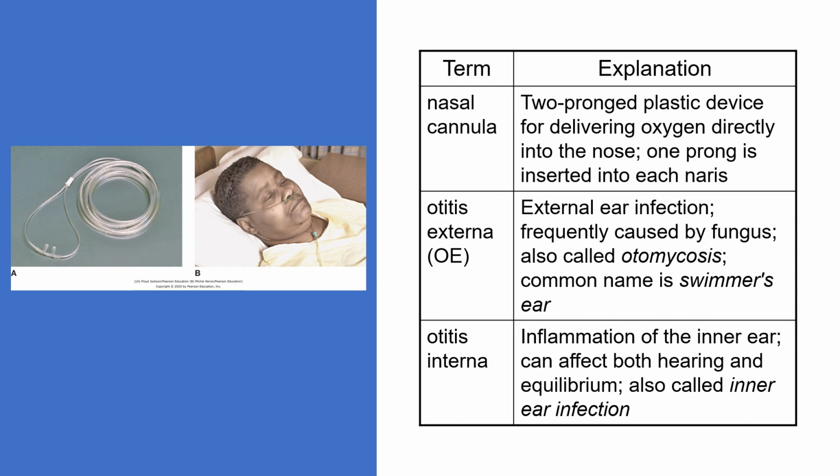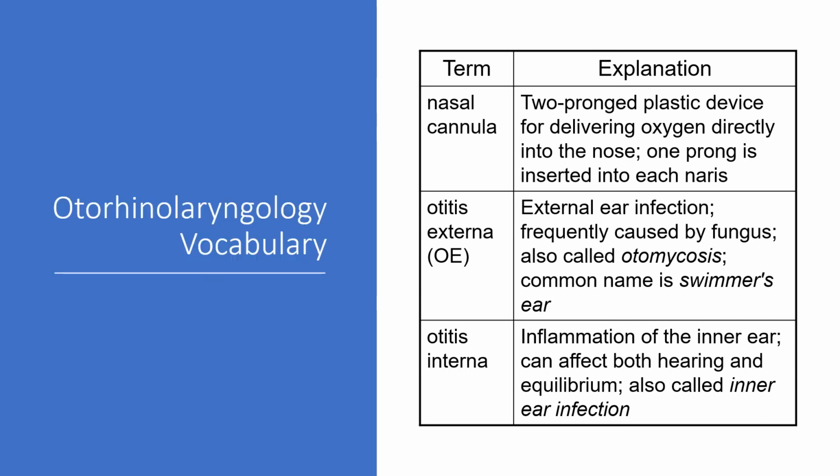Otitis externa, or OE, is an external ear infection caused by a fungus, also called otomycosis, and the common name for that is swimmer's ear. Otitis interna is inflammation of the inner ear, and it can affect both hearing and equilibrium. It's also called an inner ear infection.